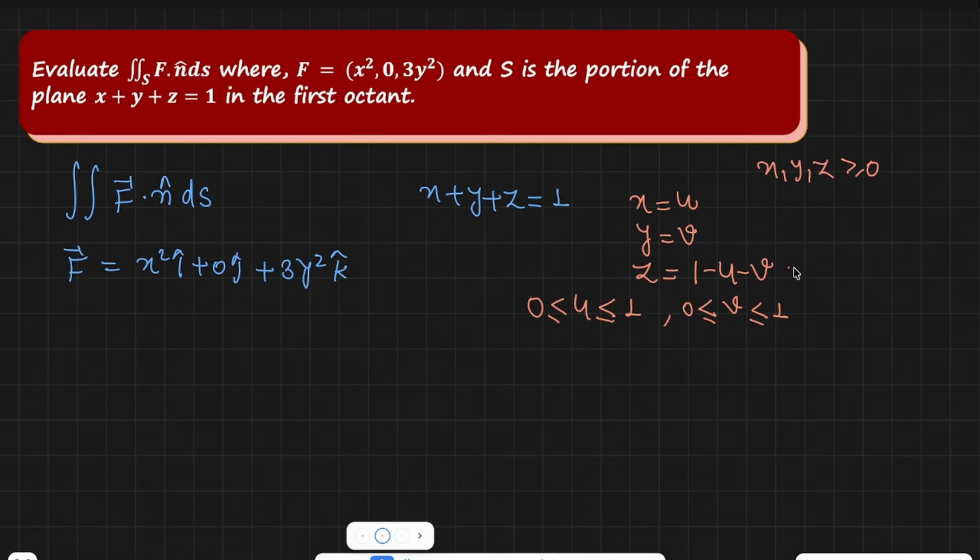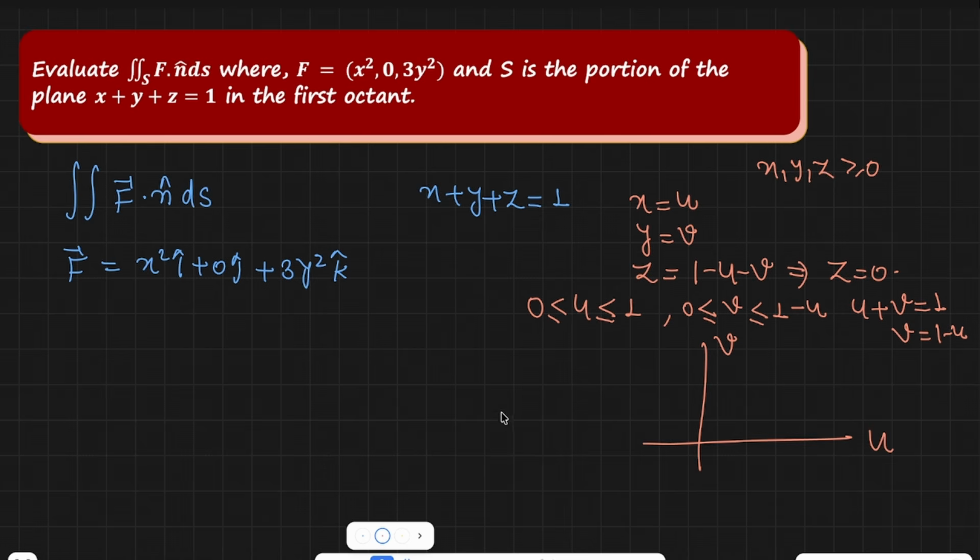So from here, put z equals 0. So it will be u plus v equals 1. This is the limit of u, but what is the limit of v? v will be 1 minus u. So basically this is your u, this is your v. What is u plus v equals 1? That is the triangle. Now you see, if this is 1 comma 0 and this is 0 comma 1, so these are the limits.